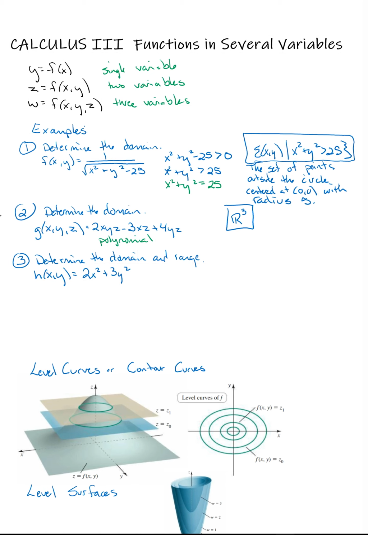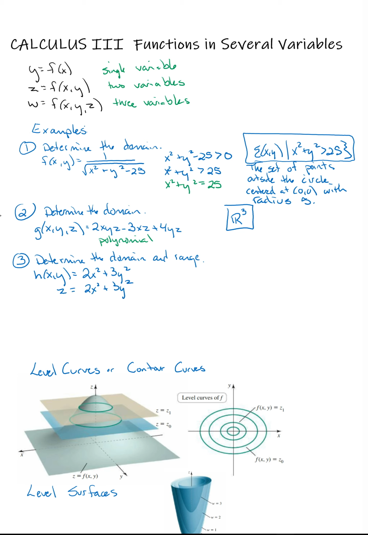On to example 3, let's determine the domain and range of h of x, y is equal to 2x squared plus 3y squared. So here we have a function in two variables. This time we want both the domain and the range. Well, looking at it, we could probably guess that the domain is going to be R2 because it is, again, a polynomial. But hopefully you'll recognize what this looks like. Let me go ahead and just do a few things. This is z is equal to 2x squared plus 3y squared.